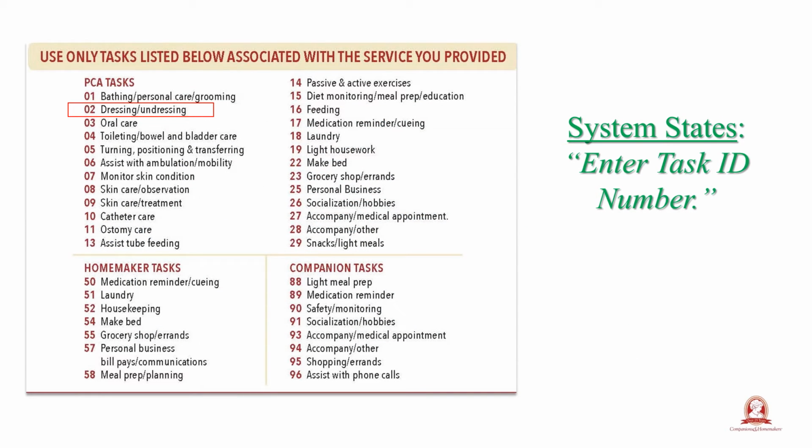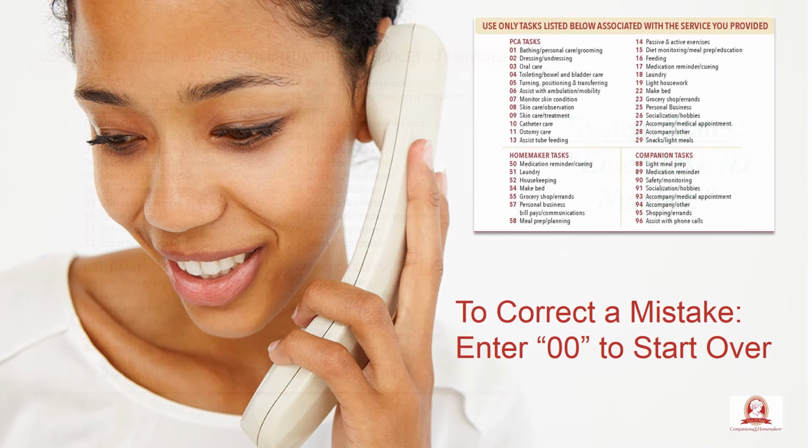Next, the system will state, "Enter task ID number." Using the keypad, enter the 2-digit task ID number for your first task, such as 02, then wait for the system to confirm the task you entered by stating the name of the task. For example, if you entered 02, the system would state, "Dressing, undressing."